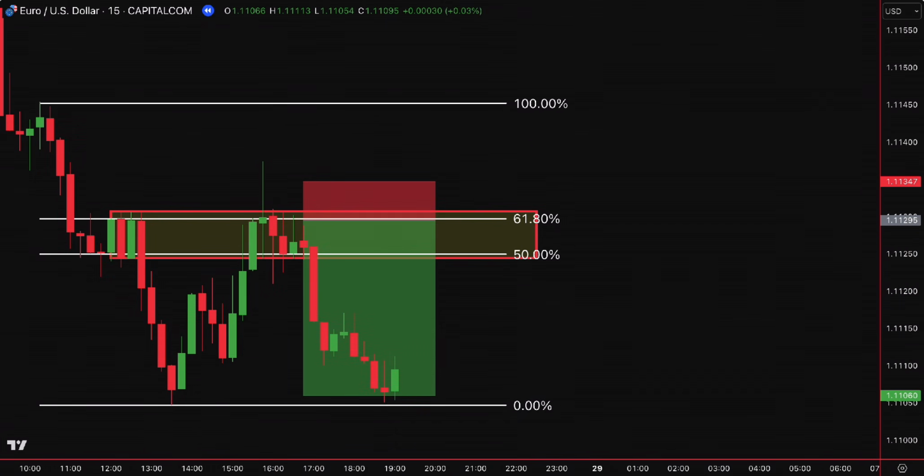Once again, the key is not the Fibonacci level alone. What truly matters is the combination of factors: an institutional zone, alignment with the golden Fibonacci level, evidence of a liquidity sweep, and clear price action confirmation. Together, these elements create a high probability trading setup. That's it for this one.